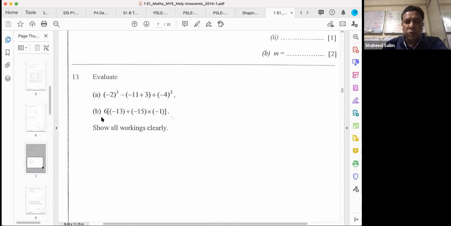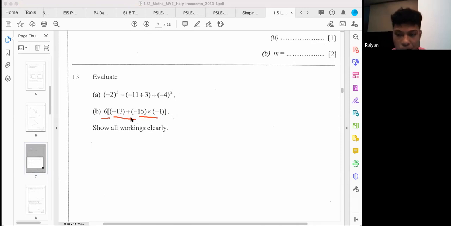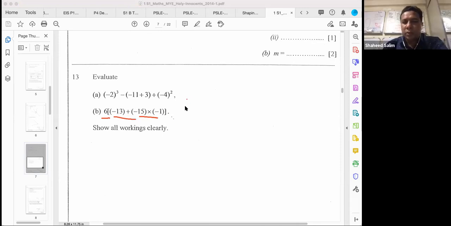Which one do we do first? Do we do the 6 times something? Do we do the plus or do we do the last times? Do the plus first. Okay. But the thing inside here, you have something plus something times something. So between the plus and the times, you must do the times. So you must remember, number one, you have brackets. So yes, we are doing inside the brackets. But inside the bracket, you have times and minus or plus.